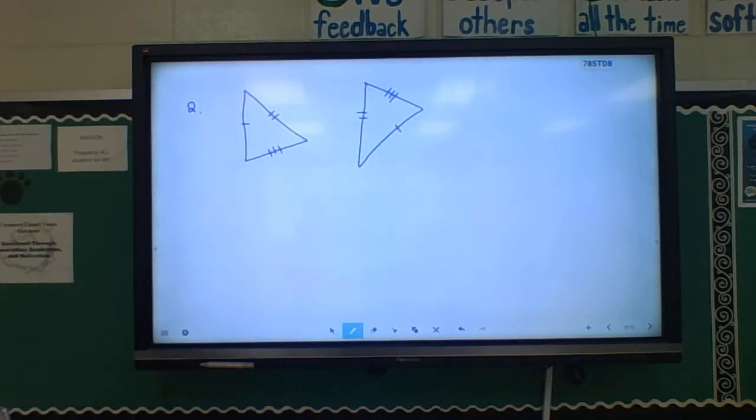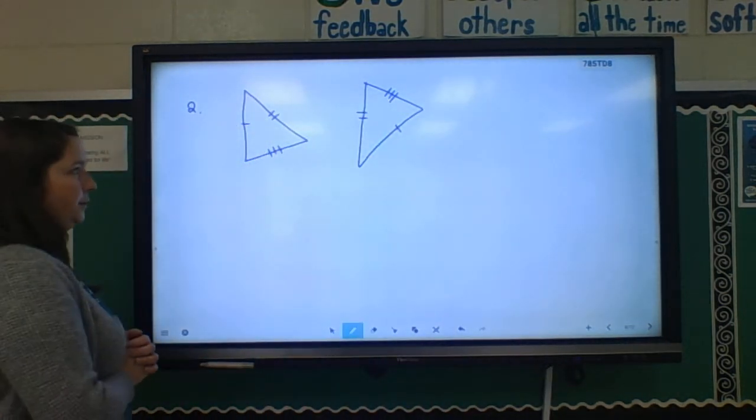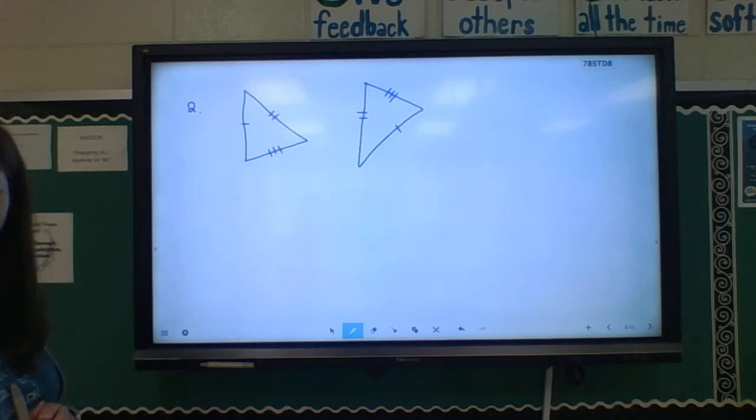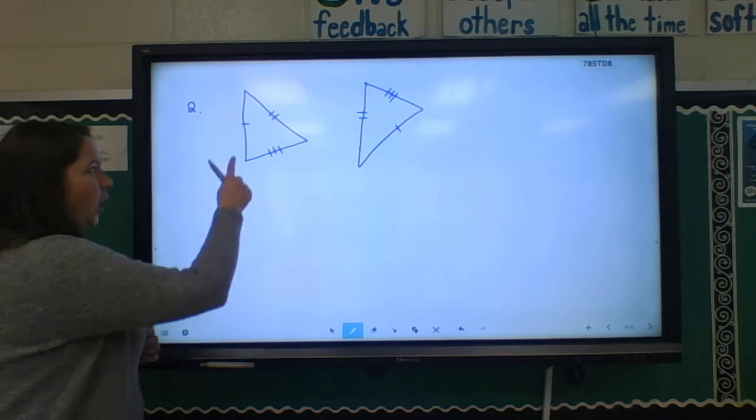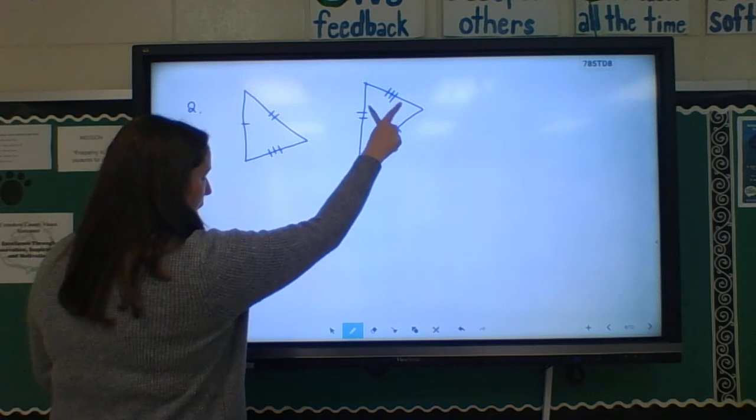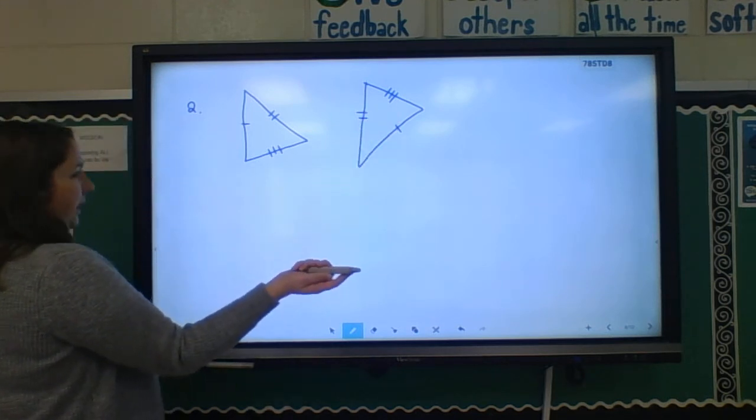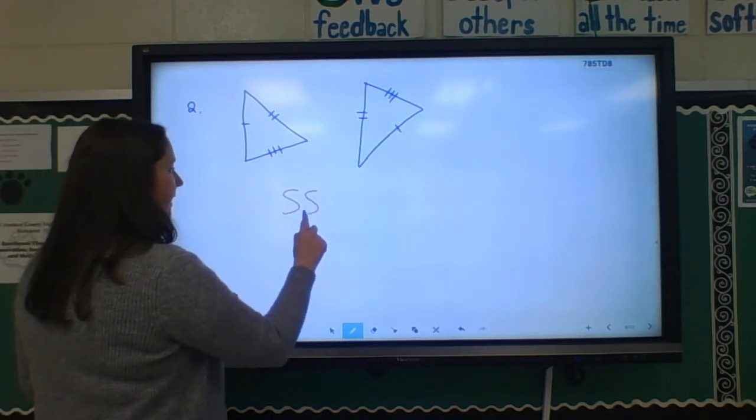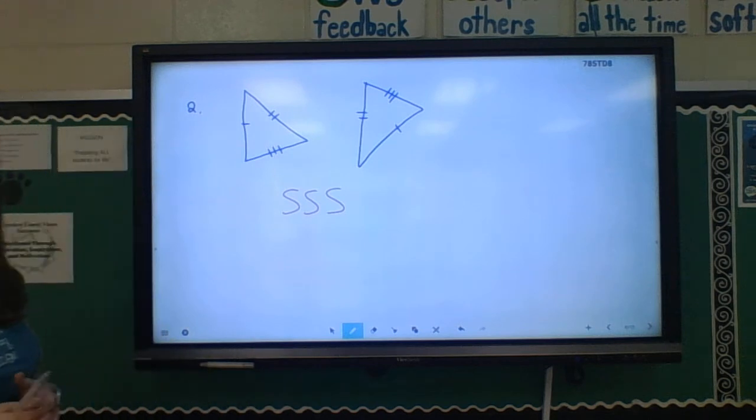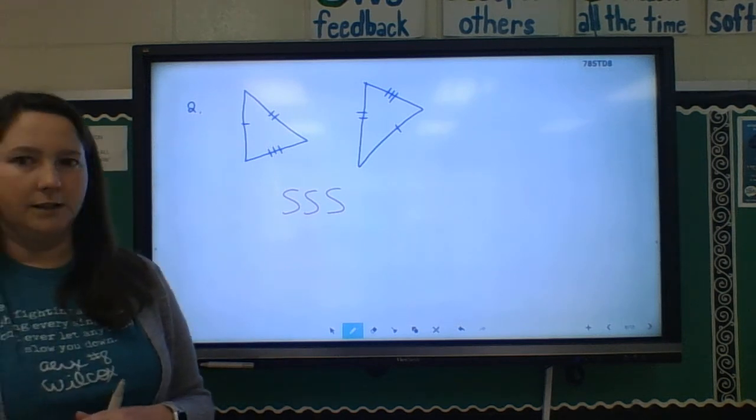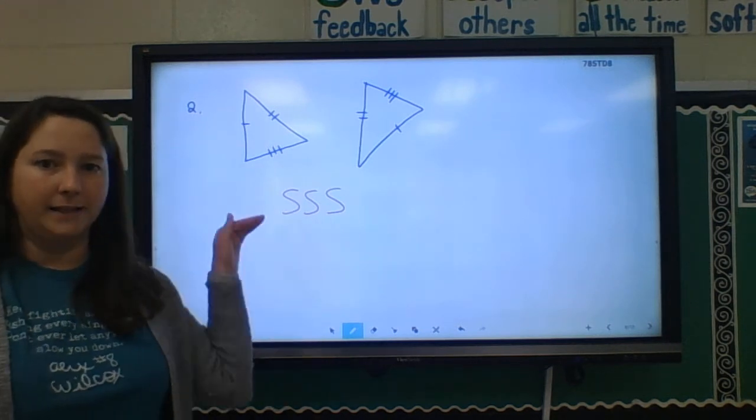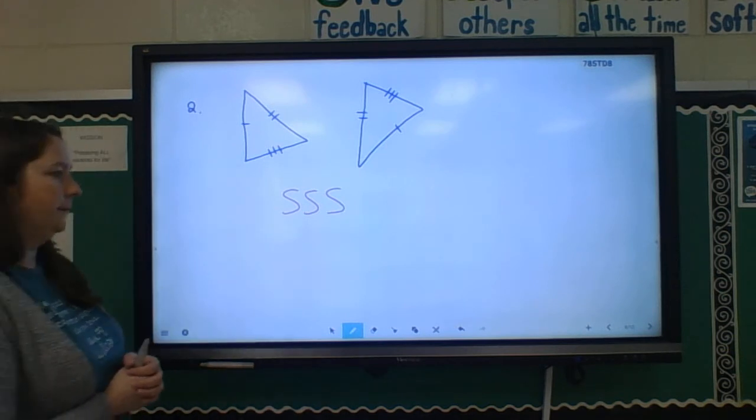All right, number 2. Well, this one looks easy. It's got all 3 sides marked. So the answer is side, side, side. All three sides are marked, so we're good to go. Side, side, side postulate.